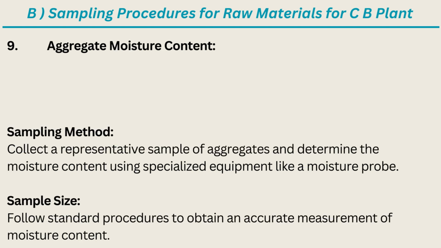9. Aggregate moisture content. Sampling method: collect a representative sample of aggregates and determine the moisture content using specialized equipment like a moisture probe. Sample size: follow standard procedures to obtain an accurate measurement of moisture content.